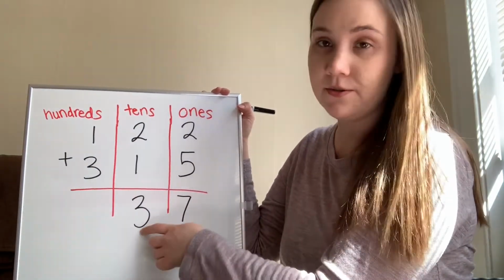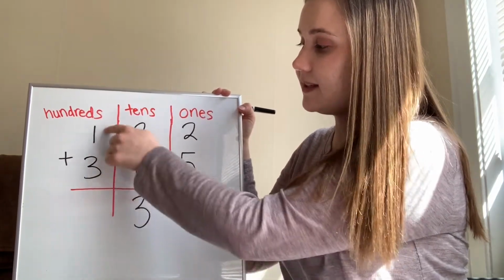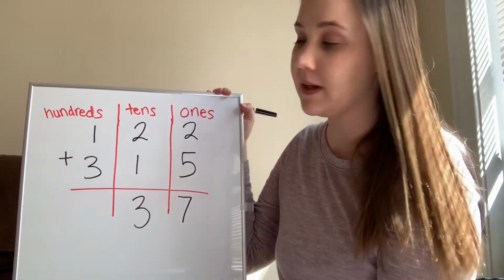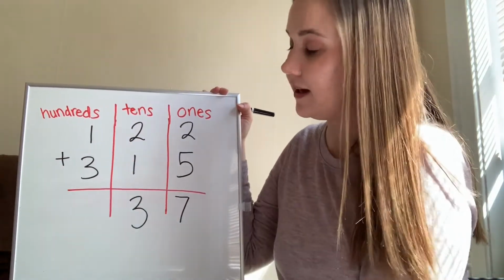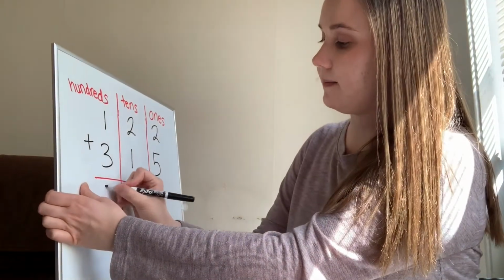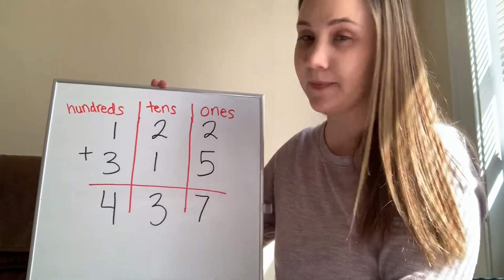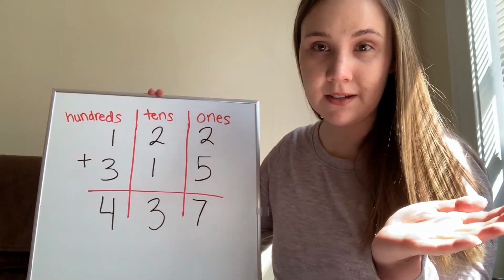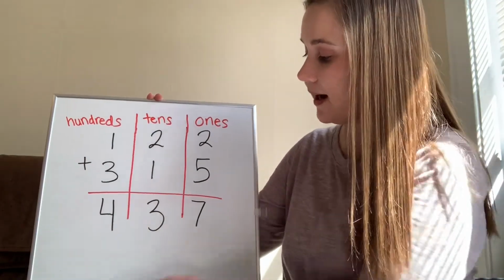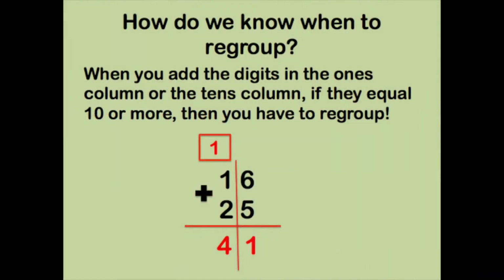Now, the new step is we just go over to the hundreds place and add the digits in the hundreds column. So we have 1 plus 3. 1 plus 3 equals 4. So I'm going to write 4 underneath the hundreds column. And then we're all done. So the sum or the answer to our problem is 437.